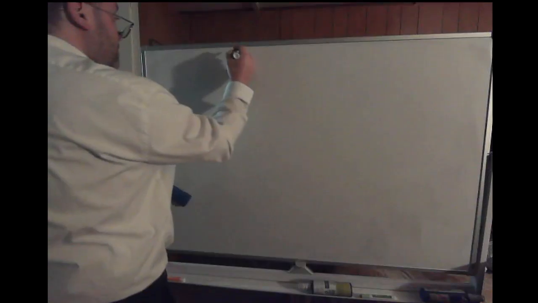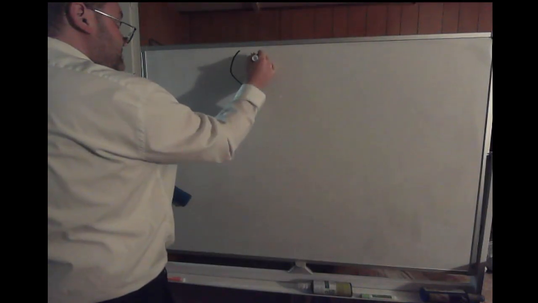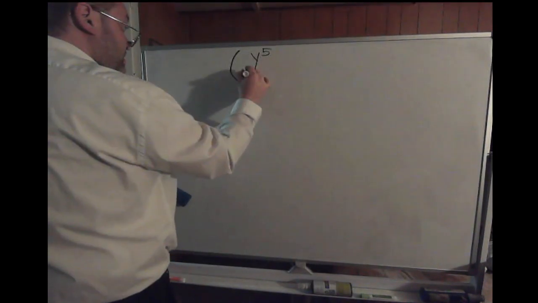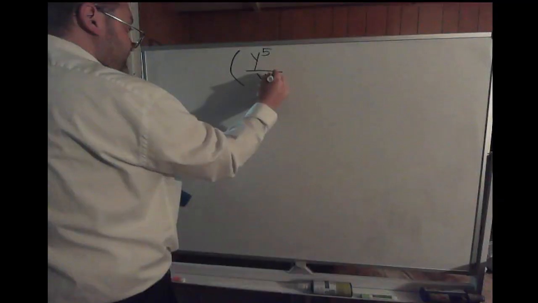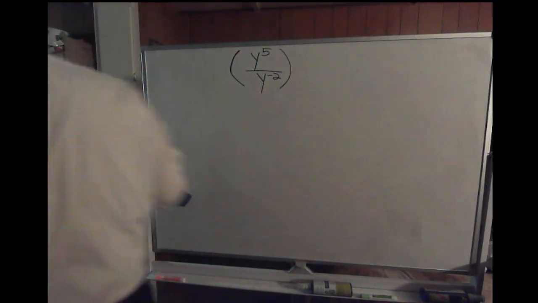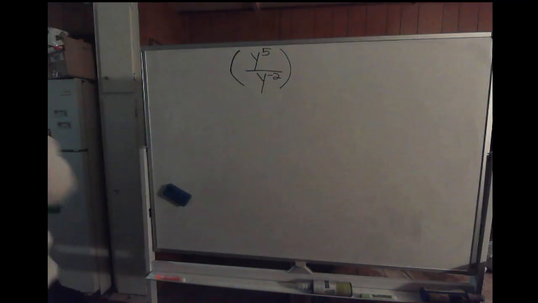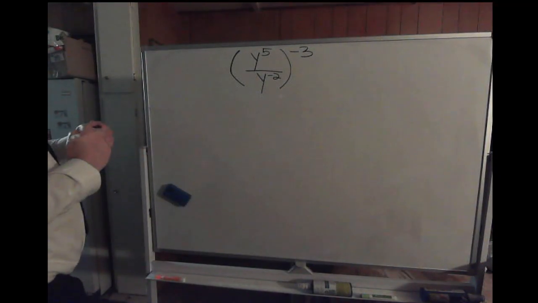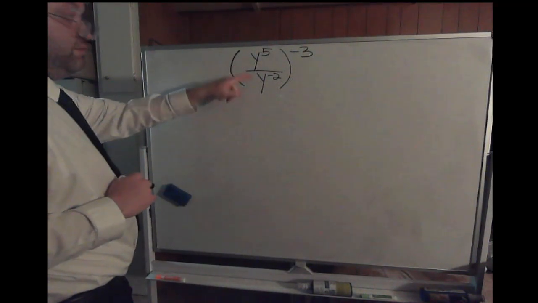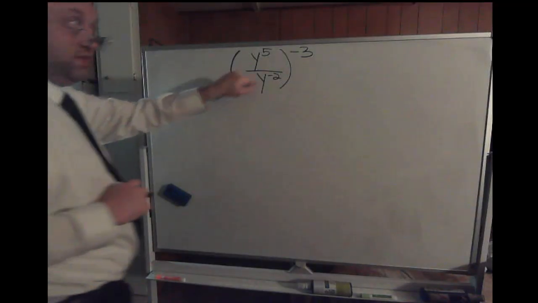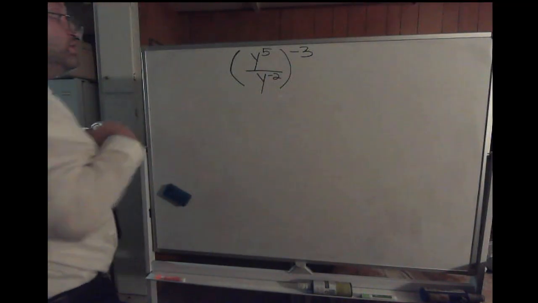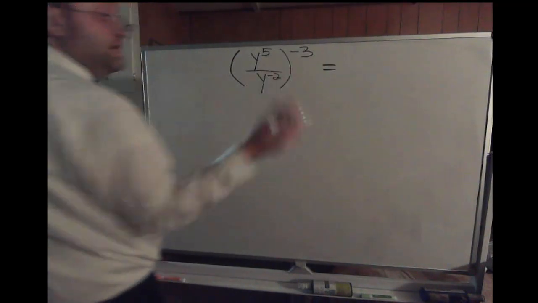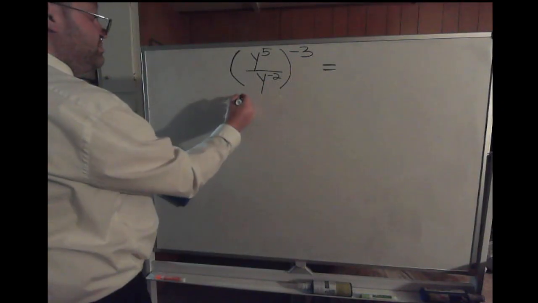And we've arrived. Last problem. Y to the 5th over y to the negative 2nd, that whole quantity to the negative 3rd. Again, work inside your parentheses first. You have the base y.